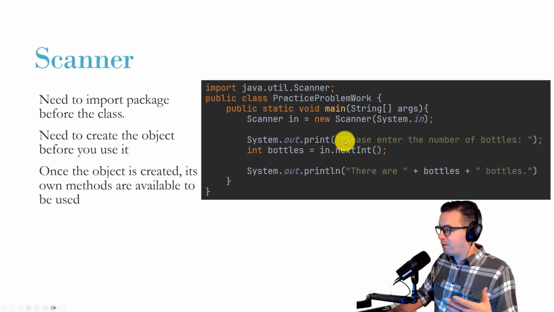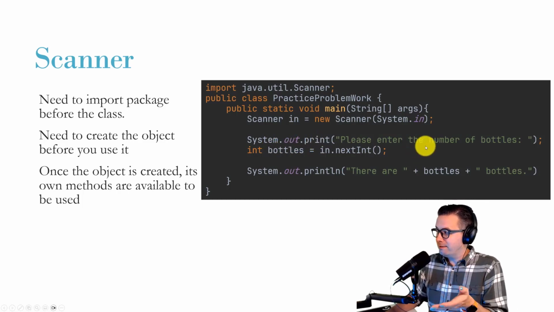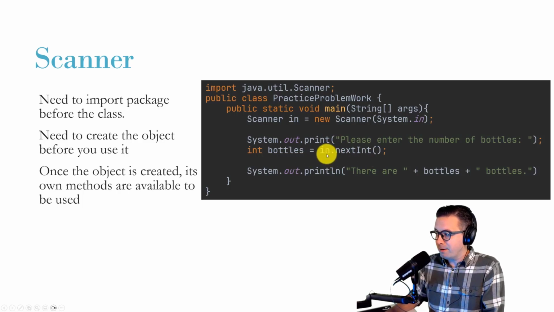But for instance here, System.out.print, "Please enter the number of bottles." And so then it stores bottles, which is an int, by reading what the user entered. Notice that we have in, which is our object here, and notice that it says nextInt. It's reading an integer. Okay.